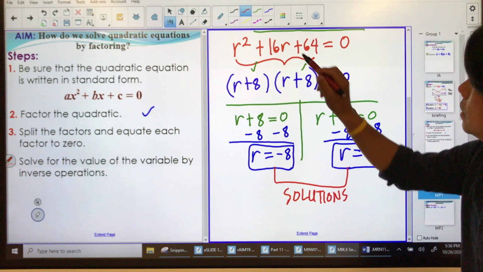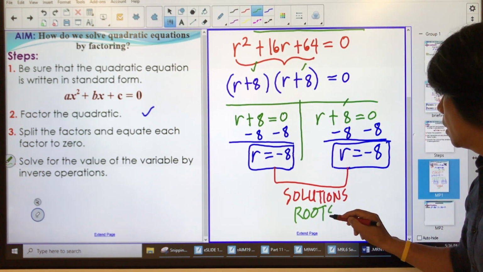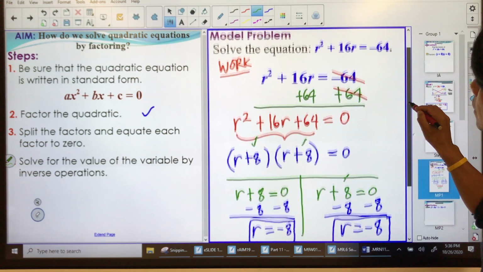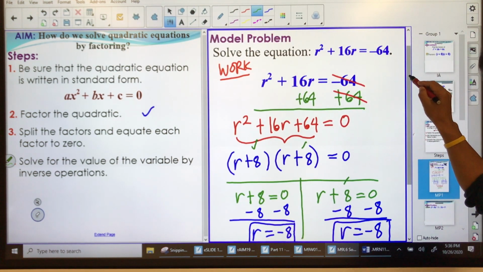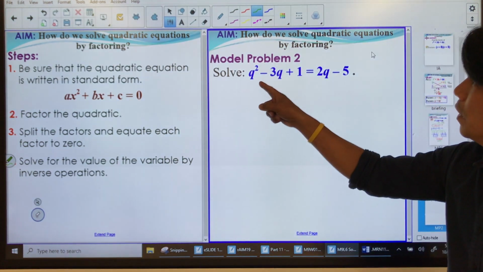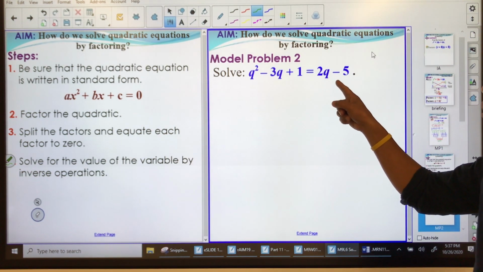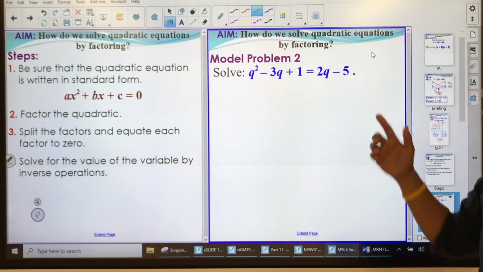Or another name for it, roots. These are the roots of that quadratic equation. Now let's have the second model problem. It says solve q to the second power minus 3q plus 1 equals 2q minus 5.